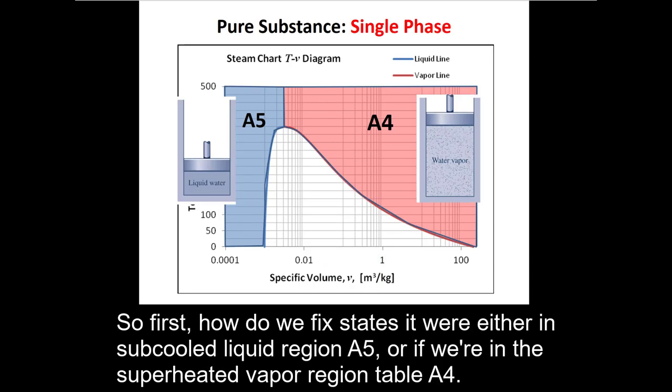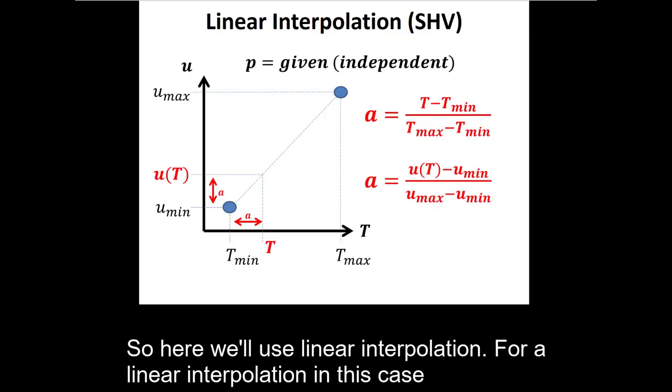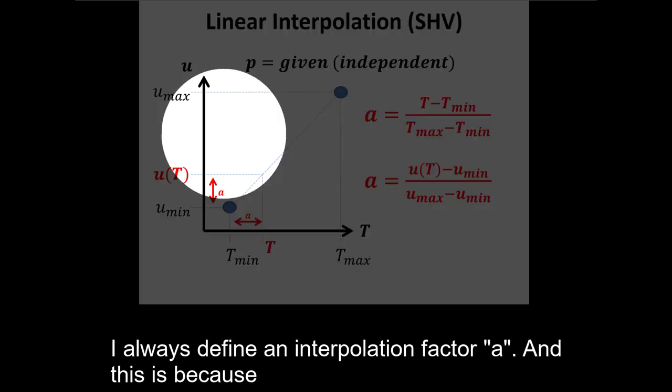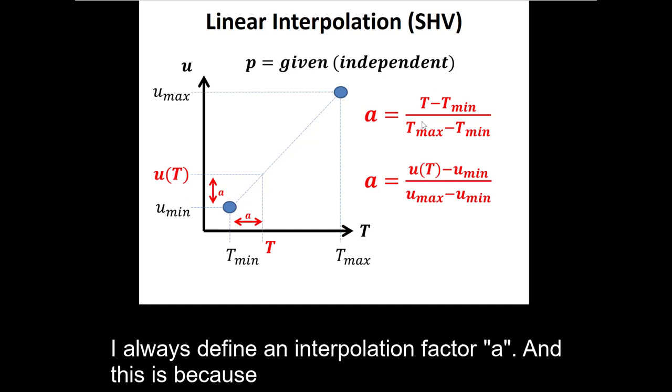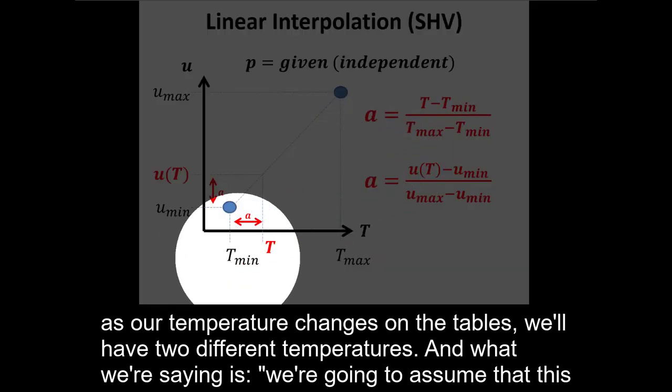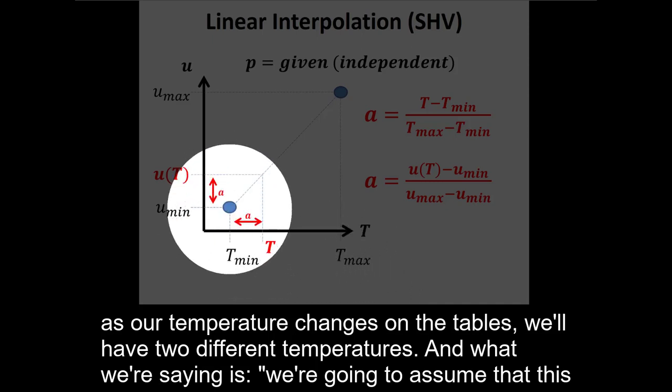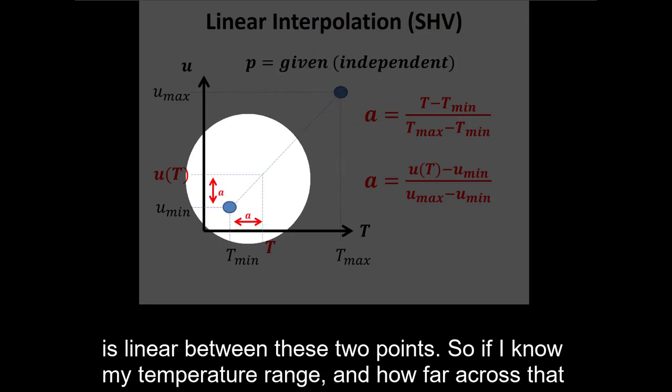So first, how do we fix states if we're either in the subcooled liquid region, A5, or if we're in the superheated vapor region, table A4? So here we'll use linear interpolation. For linear interpolation, in this case, I always define an interpolation factor A. And this is because as our temperature changes on the tables, we'll have two different temperatures. And what we're saying is we're going to assume that this is linear between these 2 points.